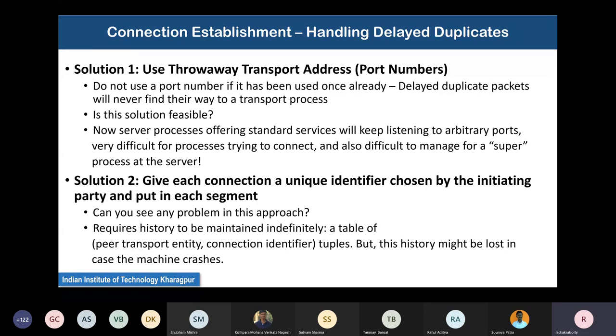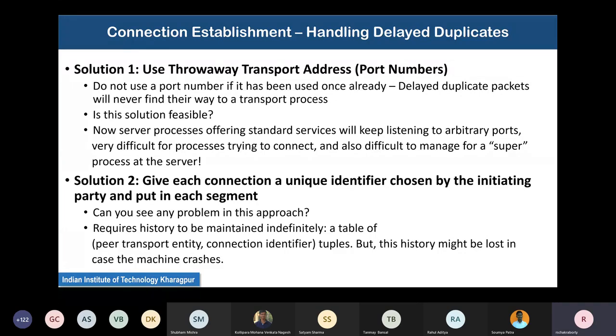Second, I will give each connection an identifier. This second one actually looks reasonable, but there is a problem. See, we want identifiers for every connection. Okay, this is what I said. One of the fundamental techniques is you assign an identifier chosen by the initiating party, the party which starts the connection, and you put it in each segment.